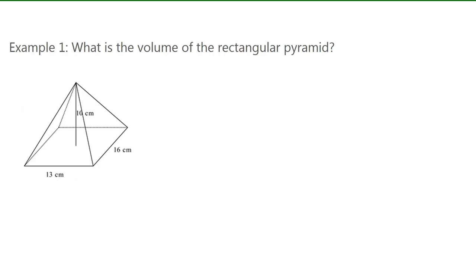In example 1, we have a pyramid that has a length of 13, a width of 16, and a height of 10. Let's start by writing out the formula. Length times width times height divided by 3. And now just plug in our values. 13 times 16 times 10, all divided by 3, works out to be 693.3 repeating centimeters cubed.